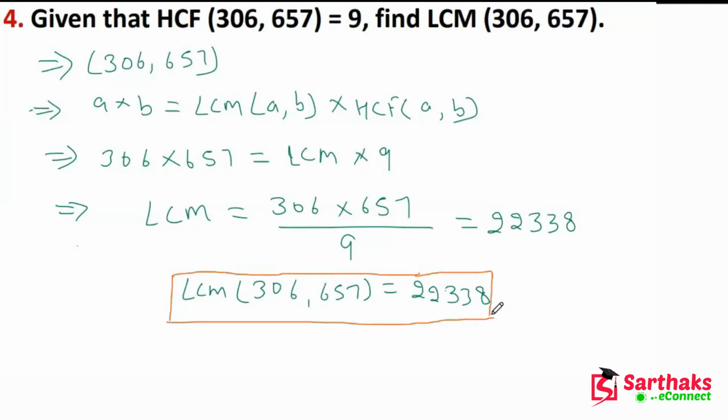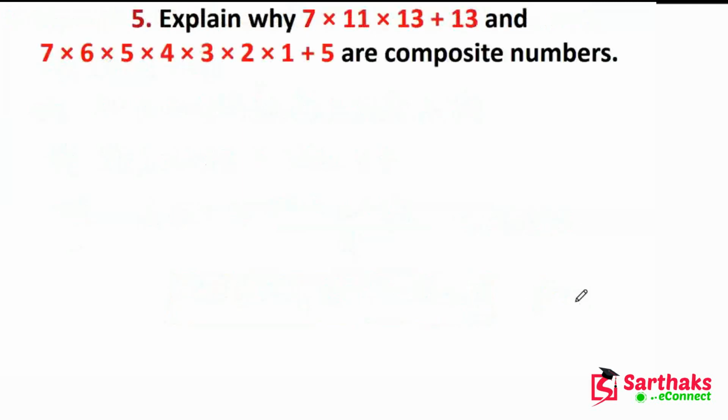So this is our answer. So now let's move on. Yes, now our next question is that, explain why 7 into 11 into 13 plus 13 and 7 into 6 into 5 into 4 into 3 into 2 into 1 plus 5 are composite numbers.